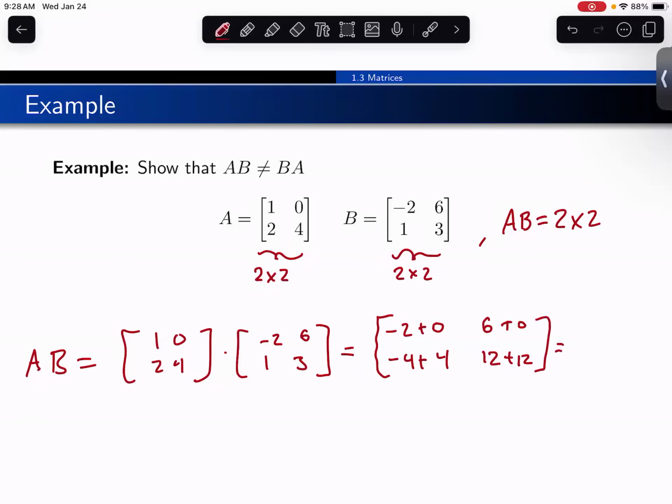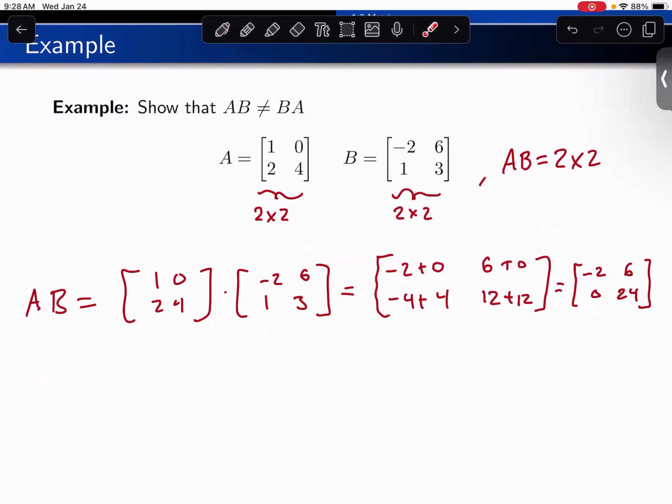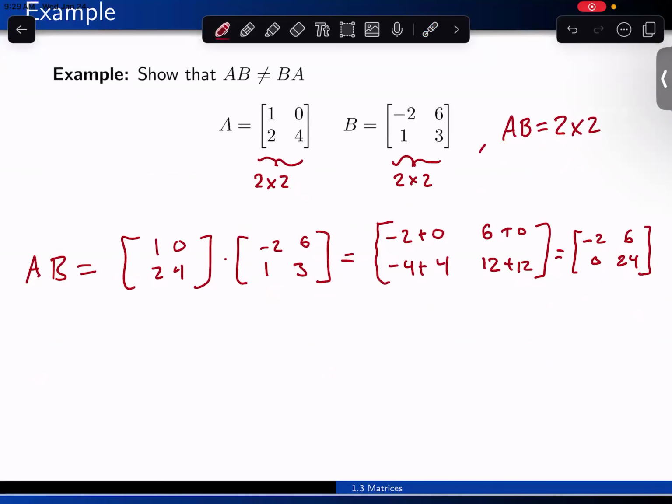So we get a new 2 by 2 matrix. It's going to be minus 2, 6, 0, 24. So that's A times B. Before I move on, are there any questions about how I computed A times B? Okay, and then we'll look at what happens when we do B times A.